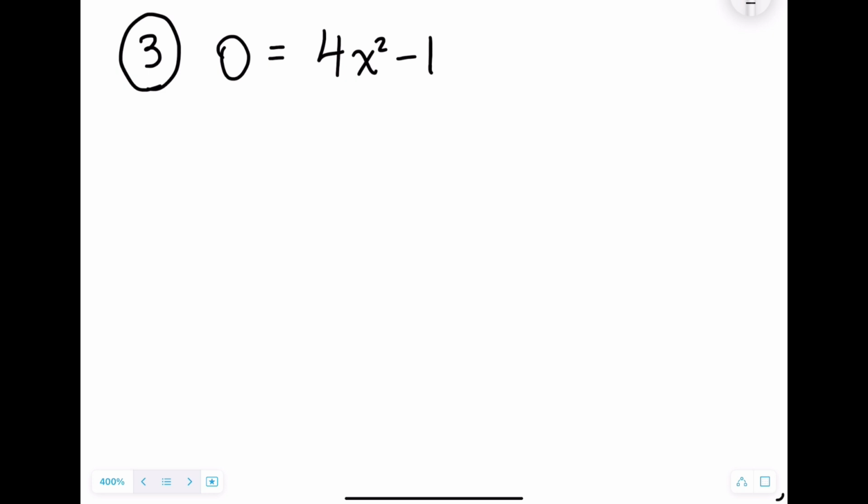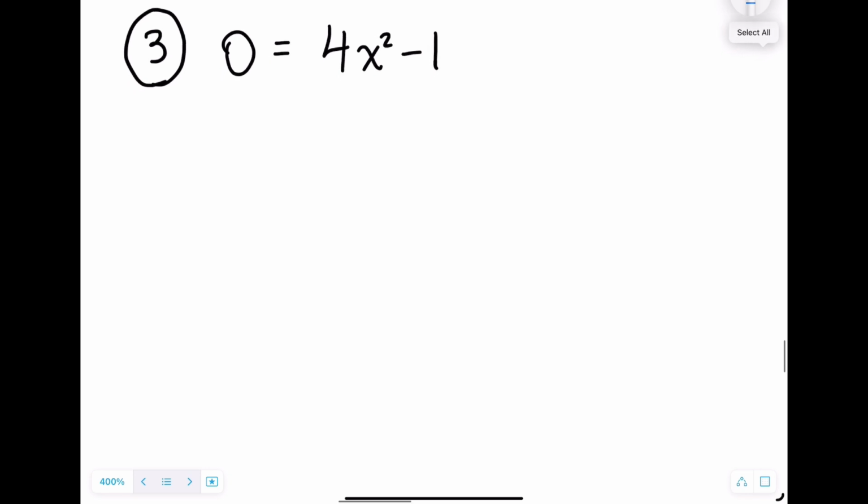Here's our third example, which looks a little different because now we're missing the b term. In case you're wondering what I'm referring to whenever I say a term, b term, c term, that's using the standard form of the equation. We have y equals ax squared plus bx plus c.